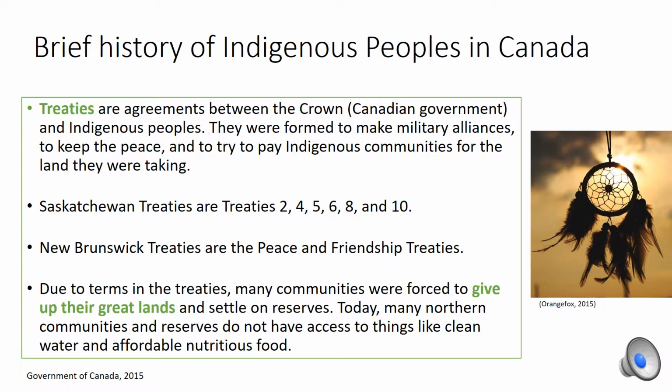Saskatchewan treaties are Treaties 2, 4, 5, 6, 8, and 10, and New Brunswick treaties are the Peace and Friendship Treaties. Due to terms in the treaties, many communities were forced to give up their great lands and settle on reserves. Today, many northern communities and reserves do not have access to things like clean water and affordable nutritious food.